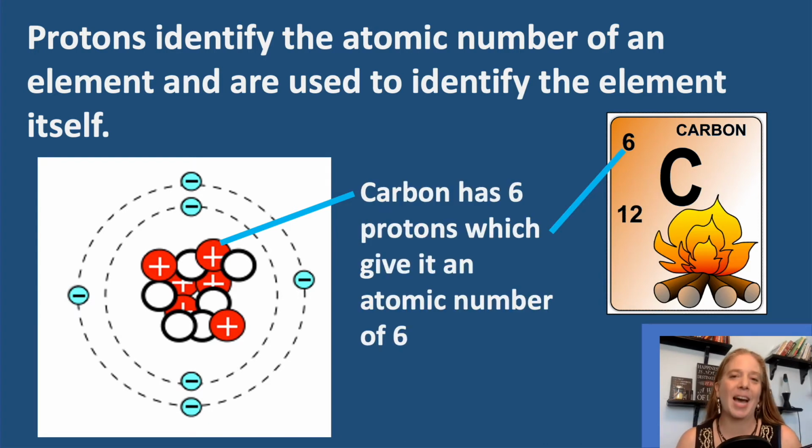Now, this carbon atom has 6 protons. Because it has 6 protons, its atomic number is going to be 6. An element with the atomic number of 6 is carbon.